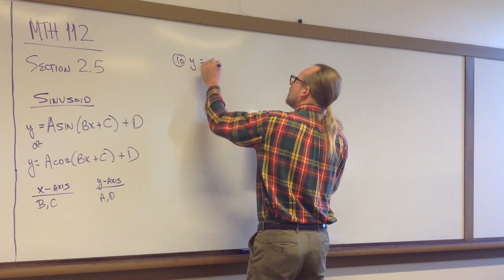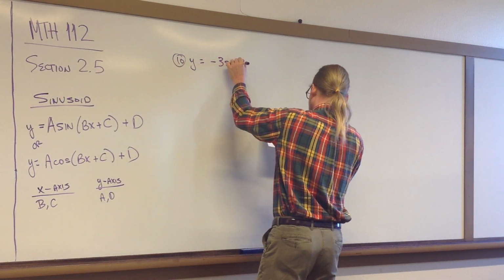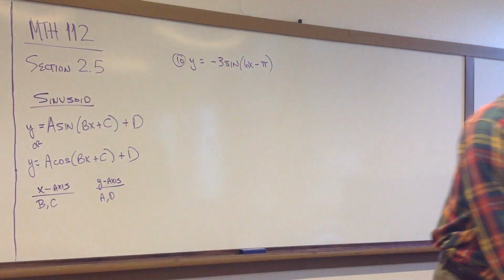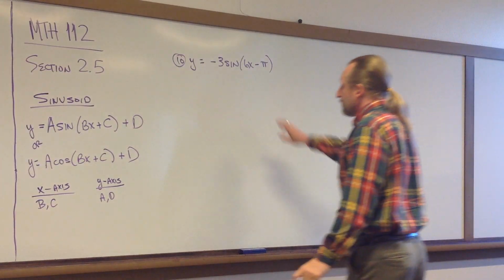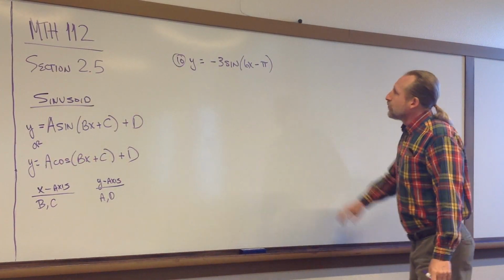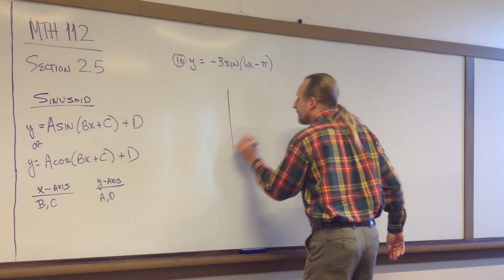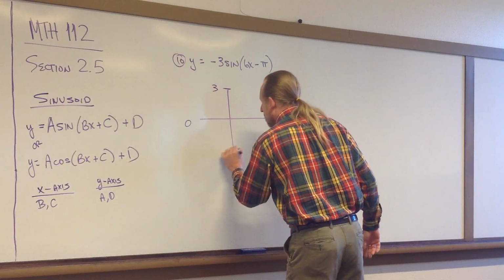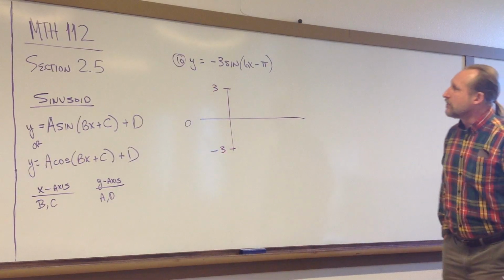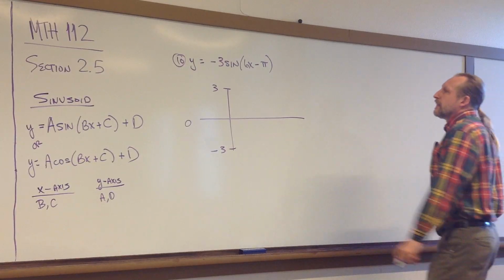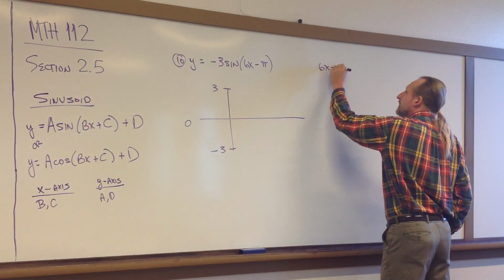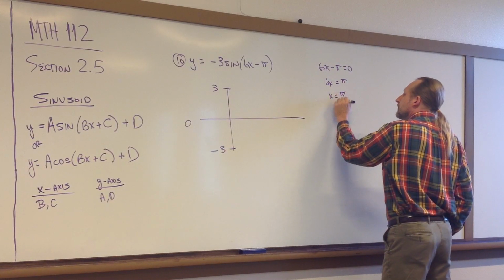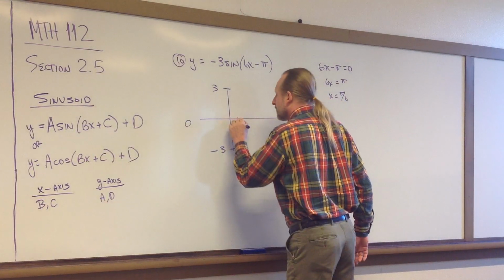Problem 10. Negative 3 sine 6x minus pi. All right, so our amplitude is going to be 3. We don't have any vertical shift. So our midline is going to be at 0. Our maximum will be 3. And the minimum will be negative 3. The phase shift, we set this equal to 0 to find our new starting point. Then our new starting point will be pi over 6.